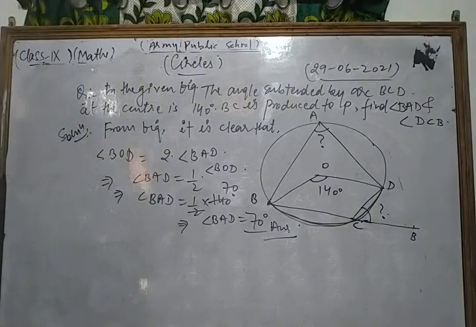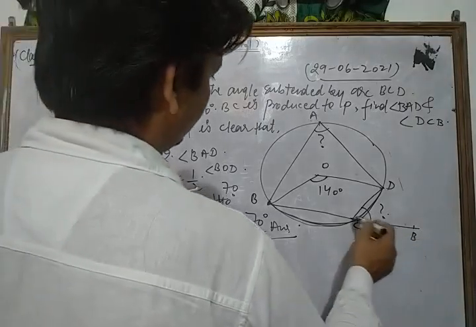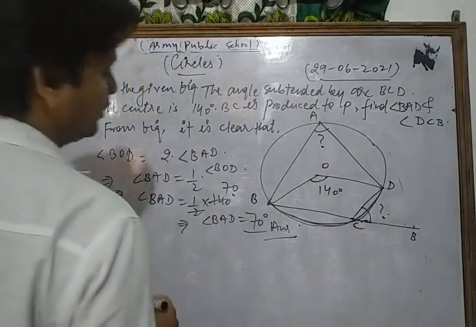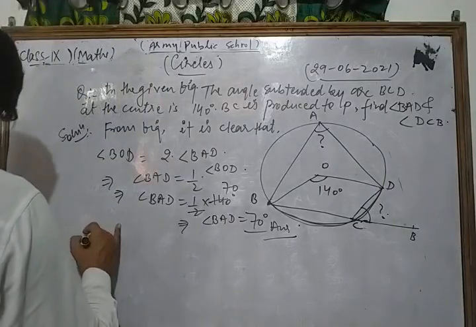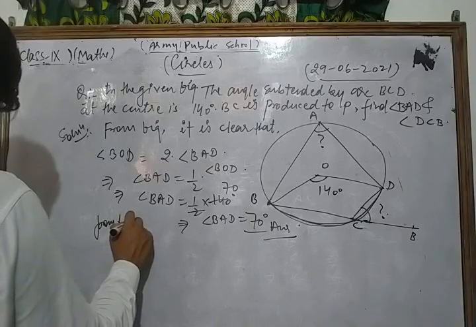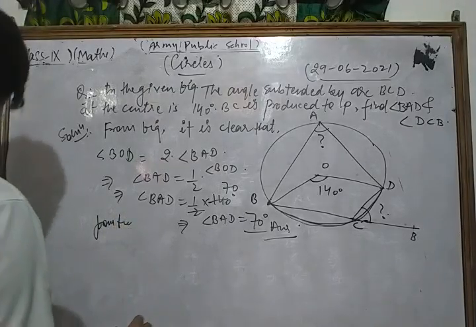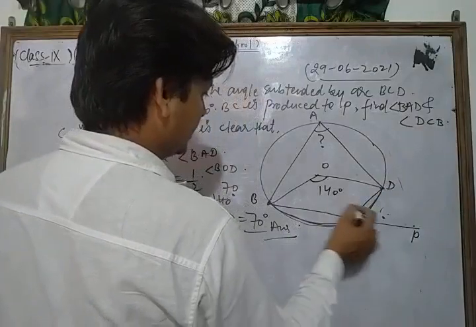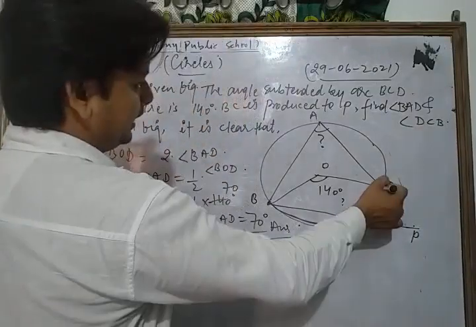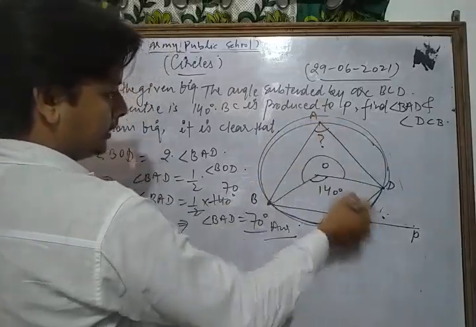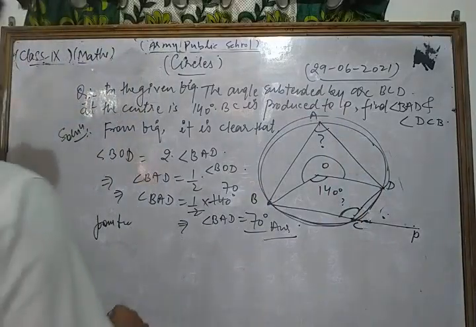So angle BCD, or DCB. We find angle DCB. We take this arc. So the angle subtended by this arc at the center is 2 times the angle subtended by that at any remaining part of the circle.